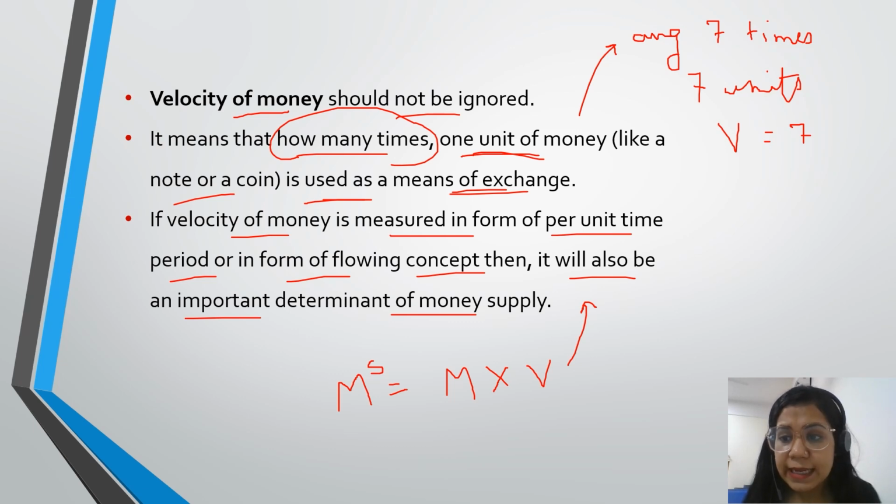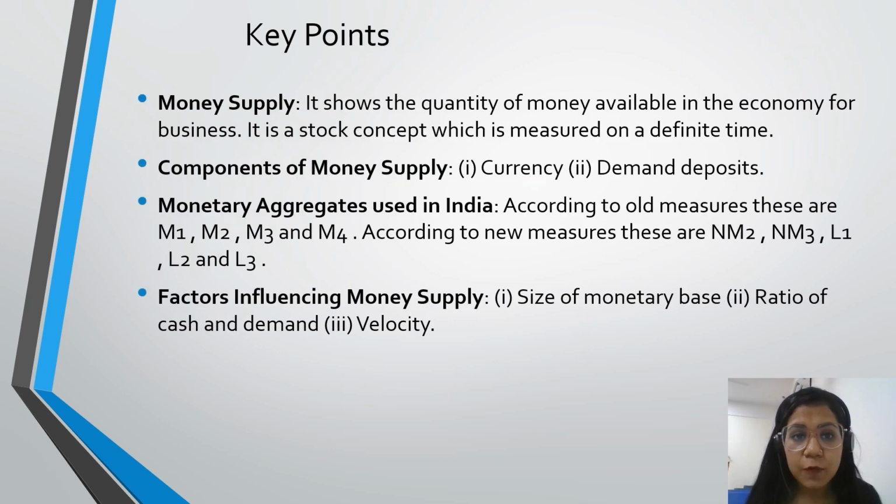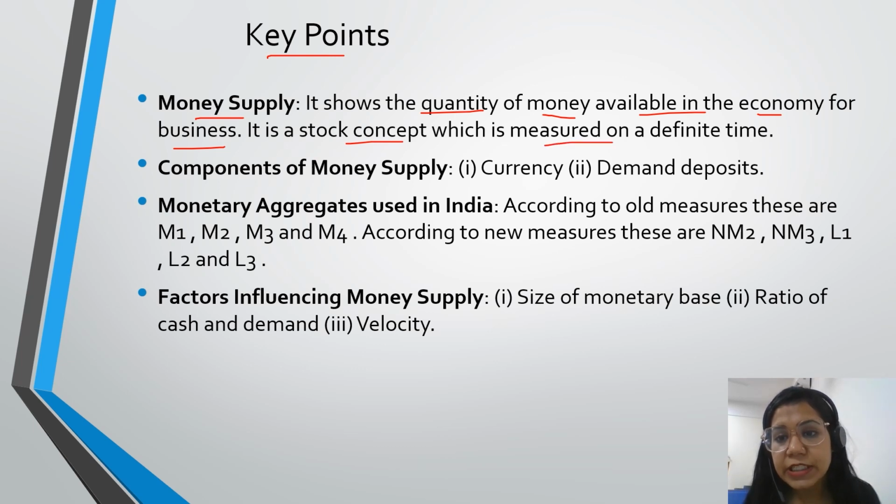So in the next slide, now we will discuss some key points that we have discussed throughout the unit. So firstly, what is money supply? See, money supply shows the quantity of money available in the economy for business. It is a stock concept which is measured on a definite time. So this is the quantity of money.